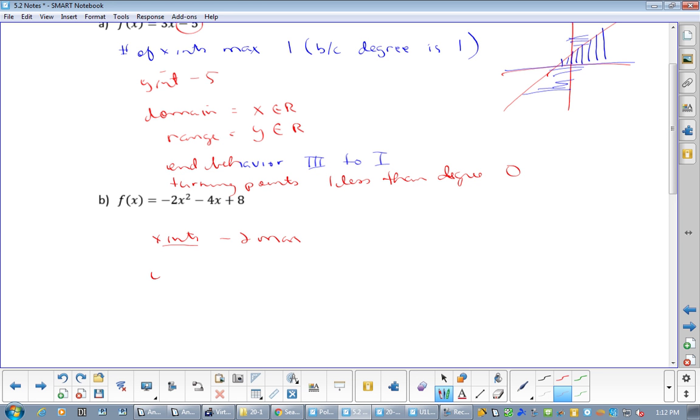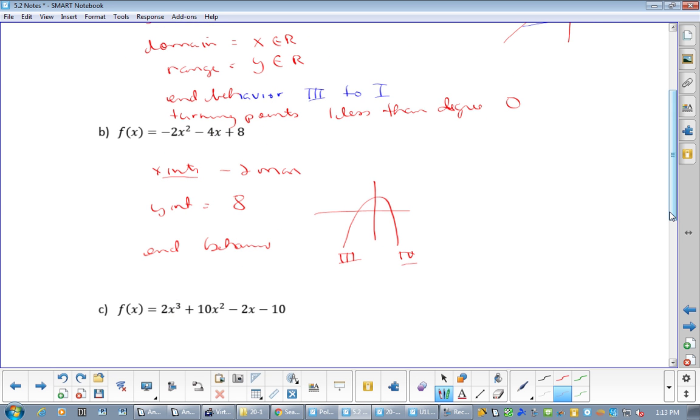What is the y-intercept? 8, that constant. We don't care about domain and range. How about end behavior? What do we know about an even negative? Starts in 3, ends in 4. What is the maximum number of turning points? Max turns equals 1. It's always 1 less than the degree.